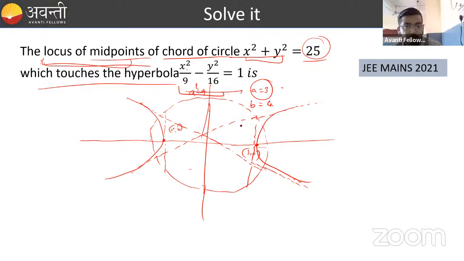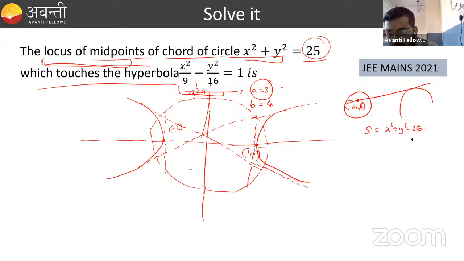So locus of midpoints. Let's assume this is the circle and this is the hyperbola. There is a chord that we are drawing here, and this point is h comma k. We have to find the locus of this point h comma k. We know that S is x square plus y square minus 25 for the circle, and the equation of the chord is given by T equals S1. So T is hx plus ky minus 25 equals S1, which is h square plus k square minus 25. This gets cancelled.